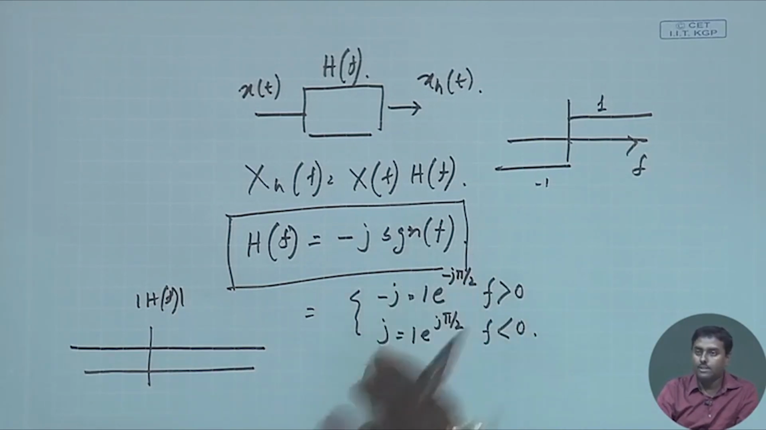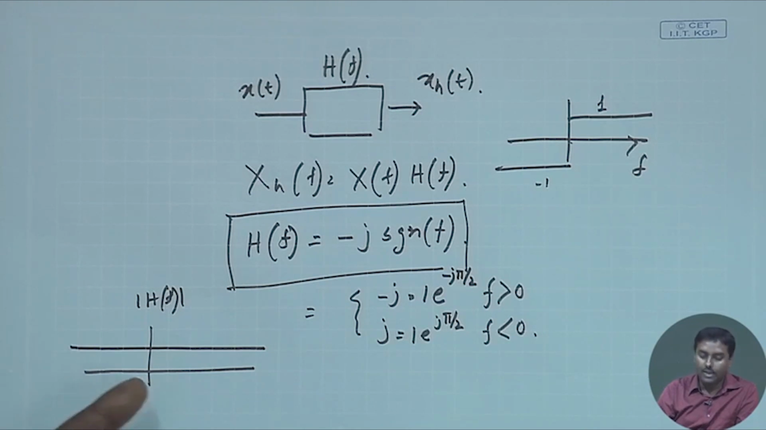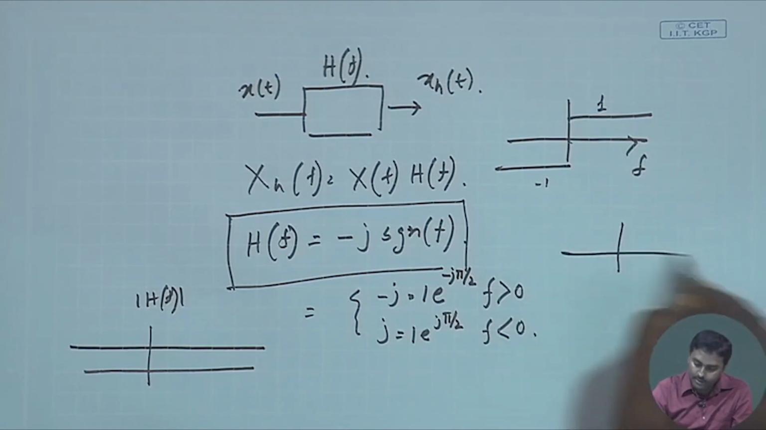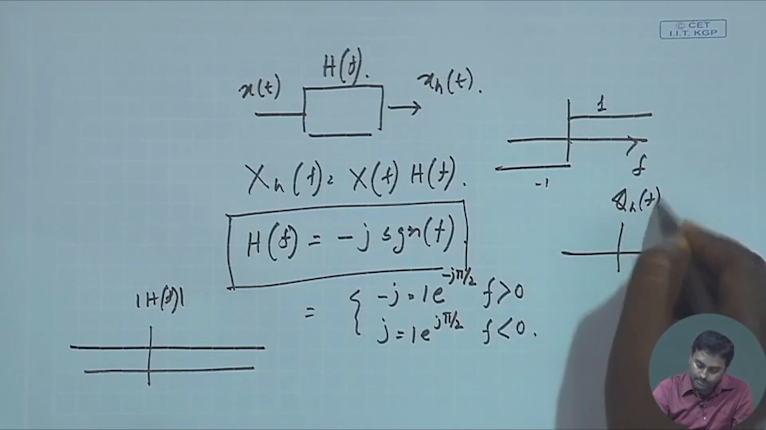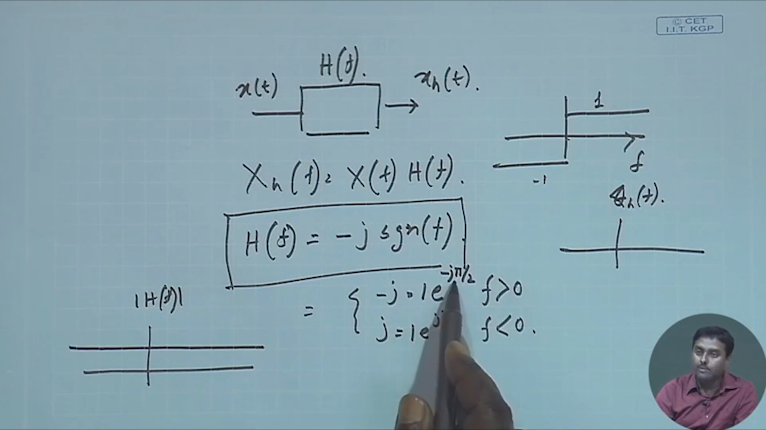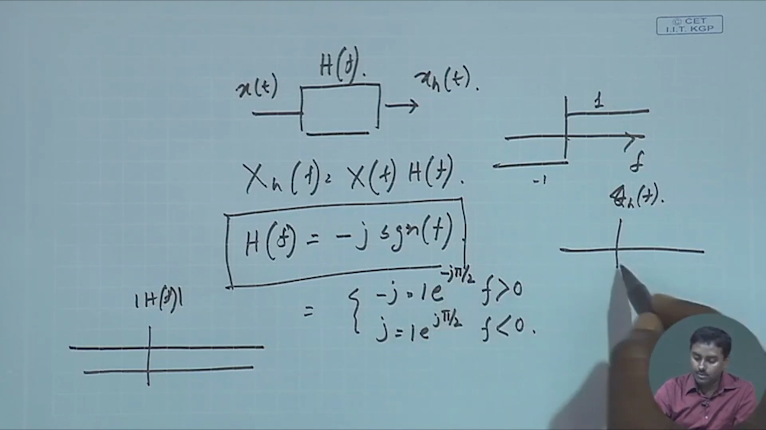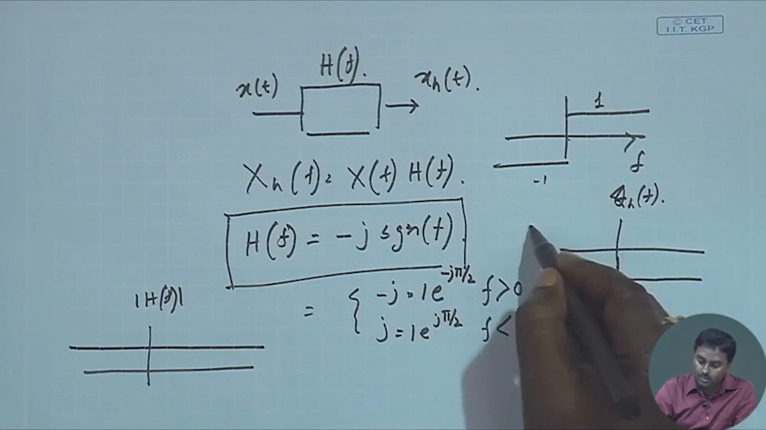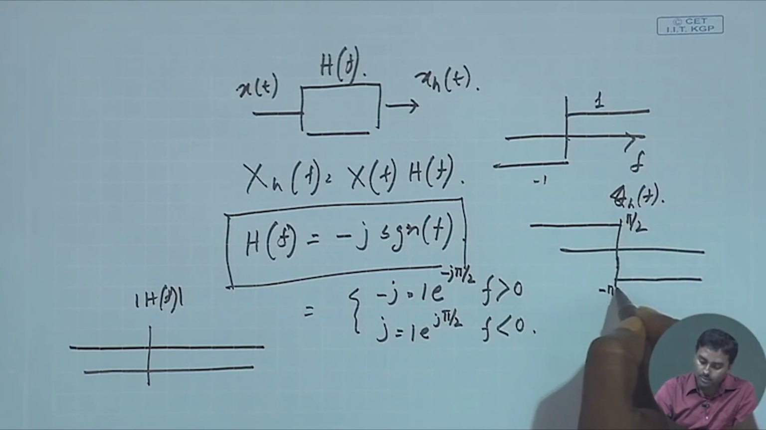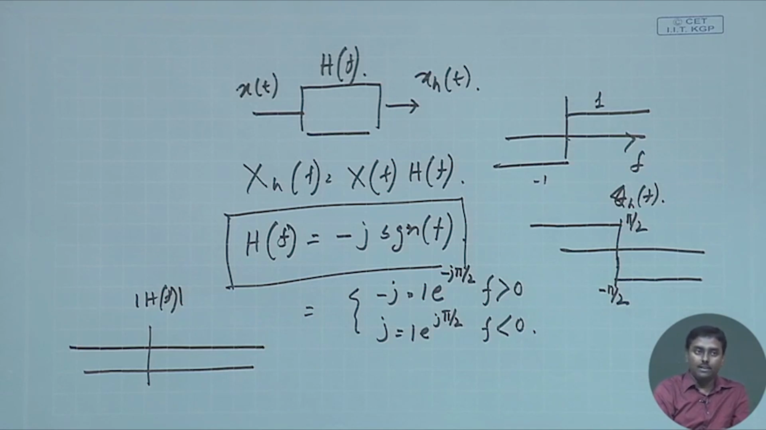If you take the mod of this, that is always 1. So, mod of H(f) is always 1, and now the phase, let us say theta(H(f)), I want to plot. So, what should that be? Whenever f is positive, theta should be minus pi by 2, and this is plus pi by 2. So, this is pi by 2, this is minus pi by 2, right.